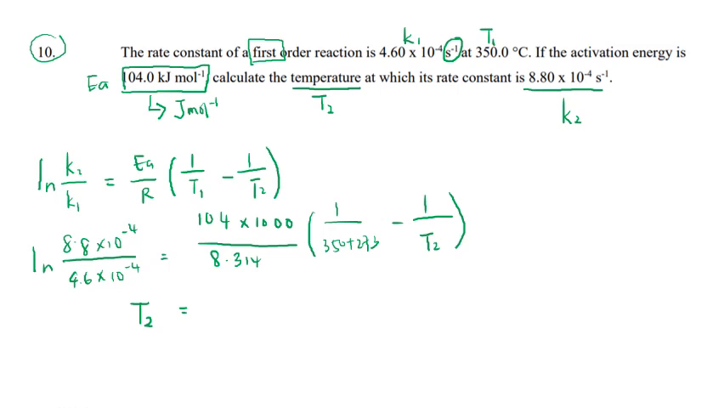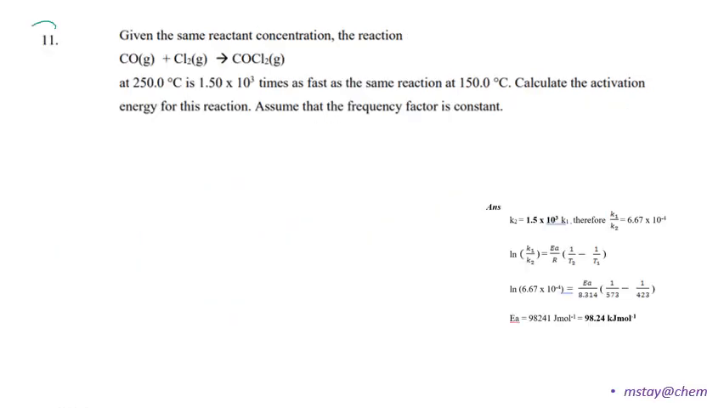For T2, finally you will get the answer. You can either remain it in the unit of Kelvin. Don't forget, because you already converted to Kelvin, the T2 that you determine is 643.8 Kelvin, or you can convert this value to degrees Celsius, 370.8 degrees Celsius. Tutorial question 11.